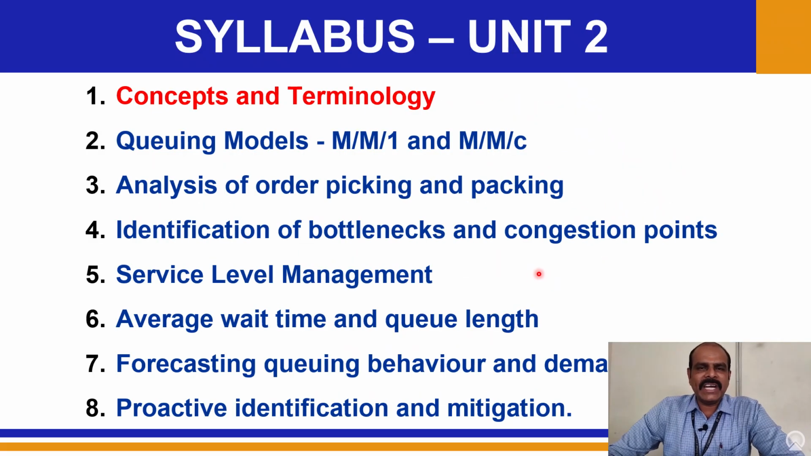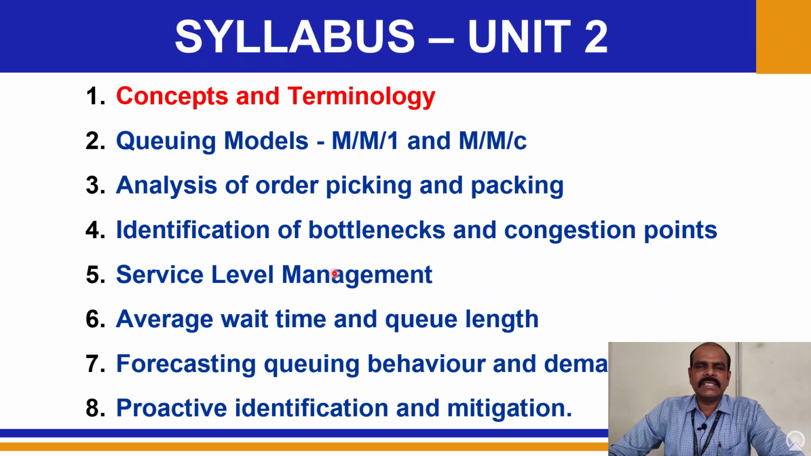There are a total of 8 chapters. The first chapter starts with the concepts and terminologies we use in queuing theory. Then it goes to queuing models, and this notation you see here is called Kendall's notation. You will learn everything in detail in the upcoming presentations. Then how to analyze or form a problem with respect to order picking and packing, we'll see. Then the bottlenecks, or how to identify the congestion points, which act as a hindrance for the performance of a queue, we'll see.